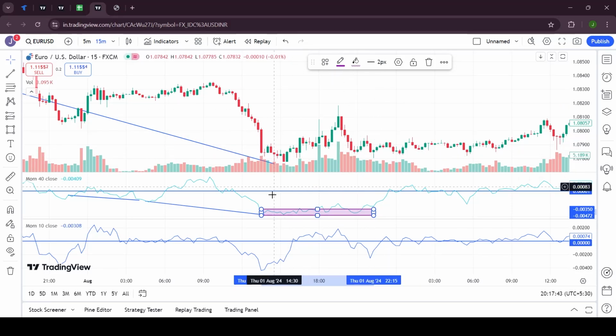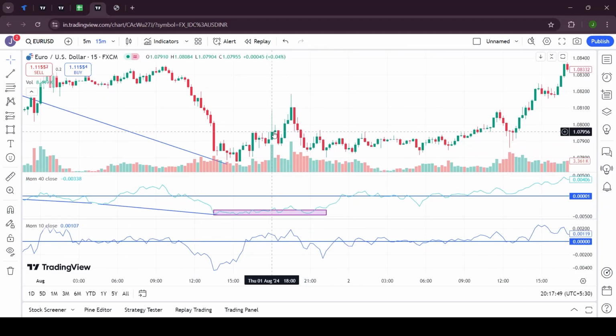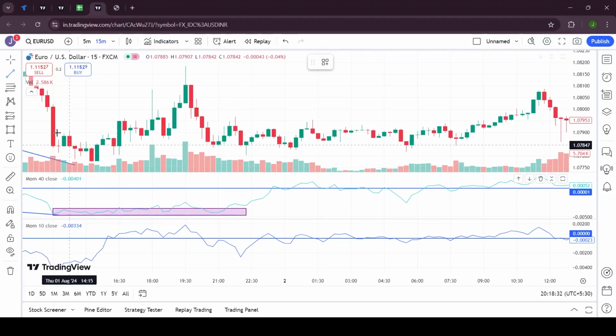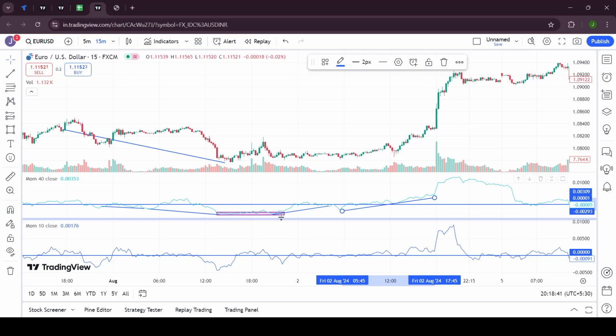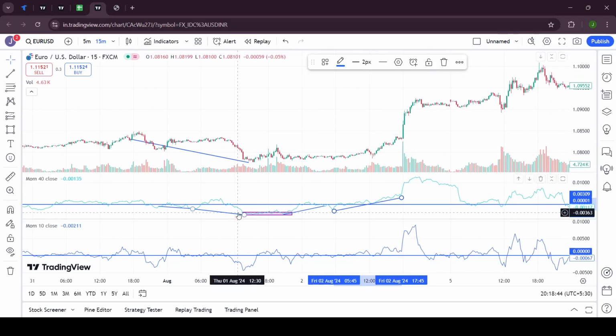Before that we said that the MOM will stop making new lower lows and it will either be flat and then start rising. It is moving flat, and it is not making any lower low. Instead, as you can see, it started rising at this point. Similarly, the price is moving in an uptrend, so before the price started moving on the chart, the momentum indicator was indicating that the trend is going to reverse.